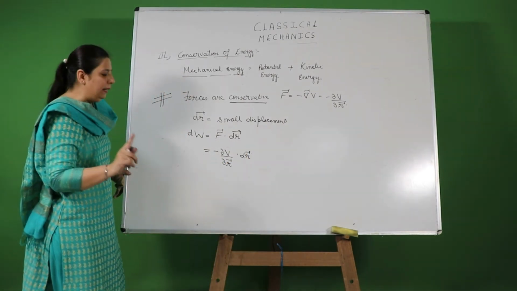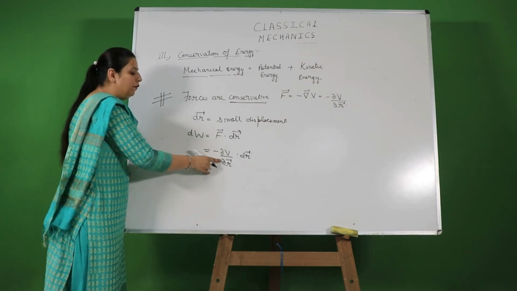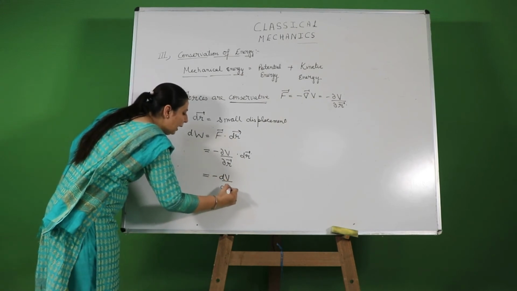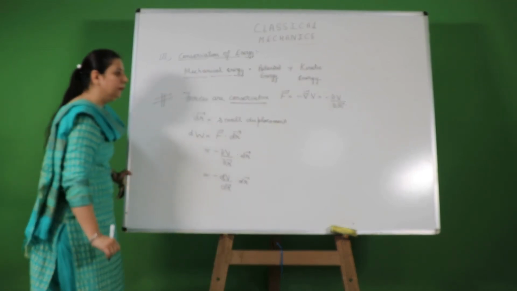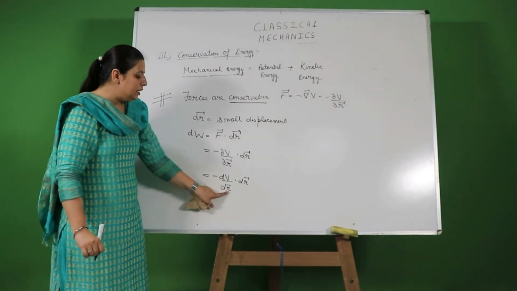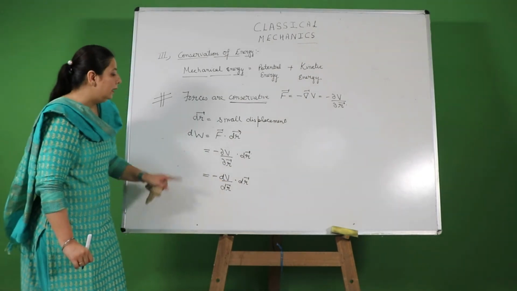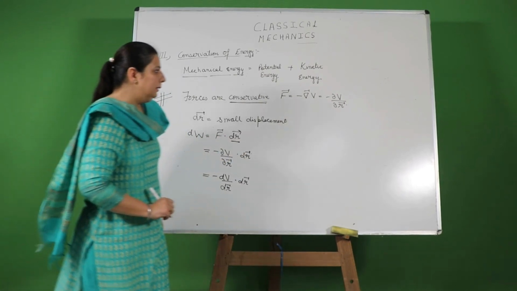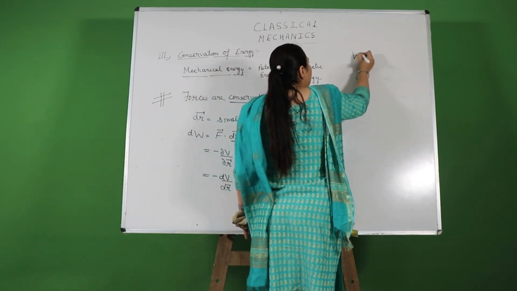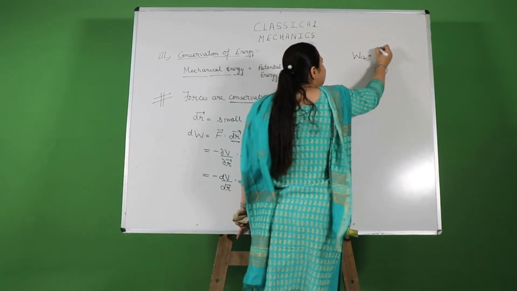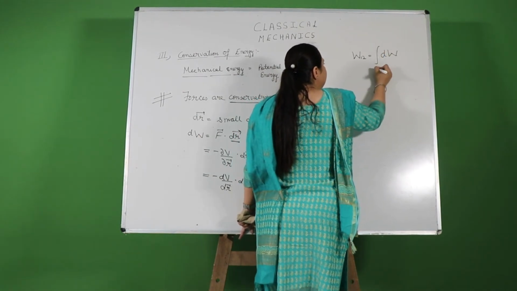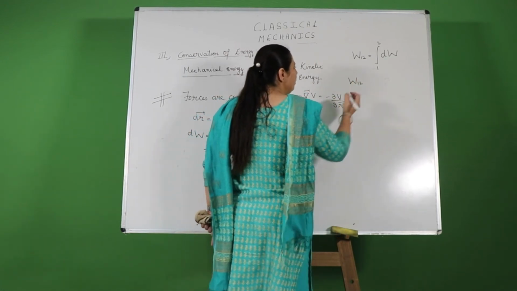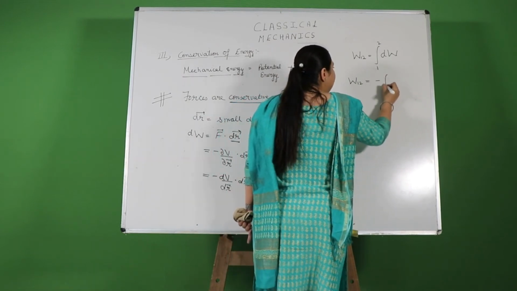As there is only one variable, position, that is r, instead of writing the partial derivatives, I can simply write it as minus dV upon dr dot dr. Now there is a derivative with respect to dr and a dot product with dr, and this is a small work done for a small displacement dr. The total work done in displacing the particle from point 1 to point 2 will be simply the integral of dW from 1 to 2, or work done from 1 to 2 will be equal to minus integral 1 to 2.